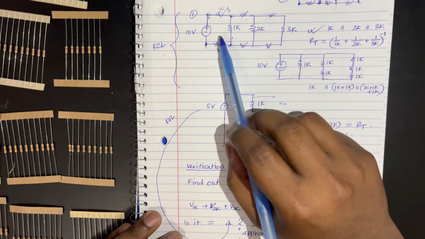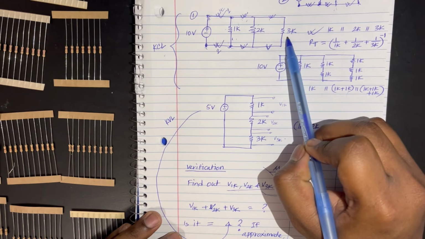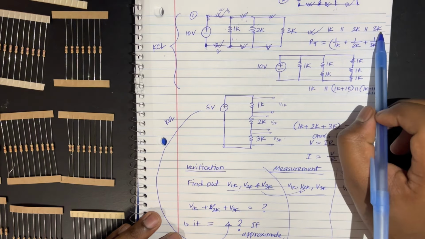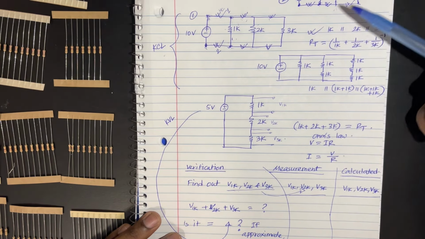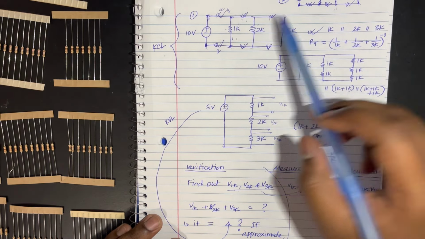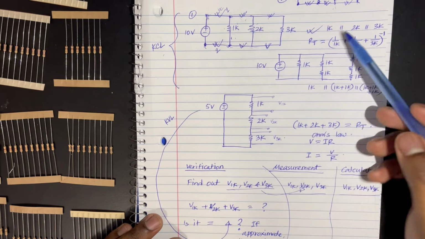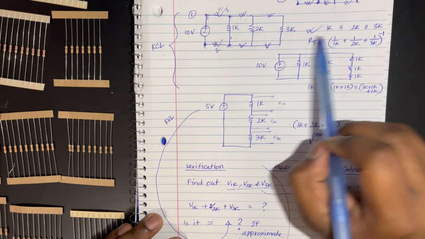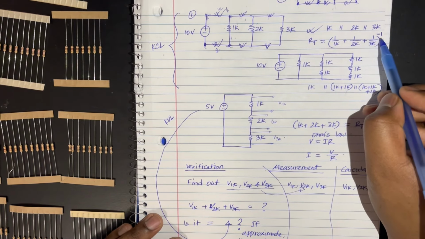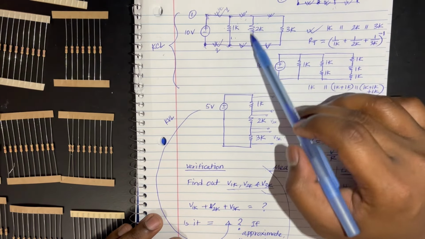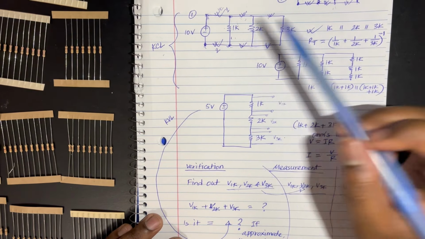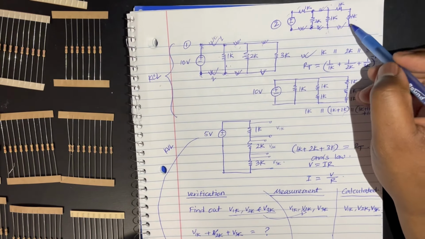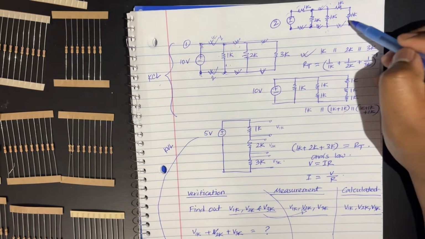And now for this circuit, these three resistors are in parallel. Since they are in parallel, this is the notation for how you write the parallel circuit. So what would be the total resistance of these three resistances? It would be 1 over 1k plus 1 over 2k plus 1 over 3k, inverse. When you put the values in the formula, that's how you find the equivalent resistance of this circuit, right?